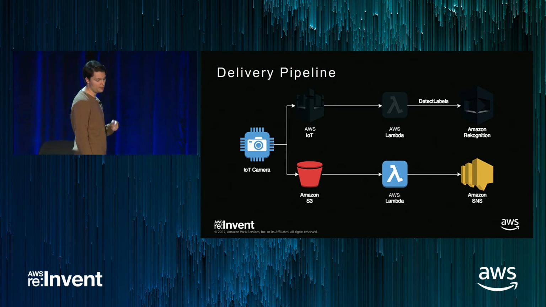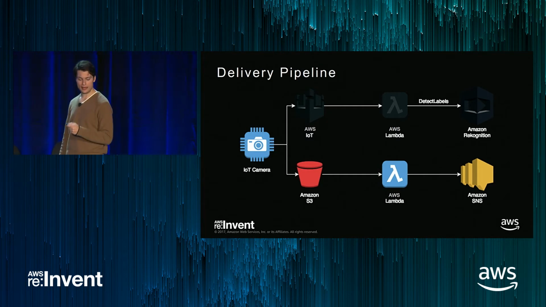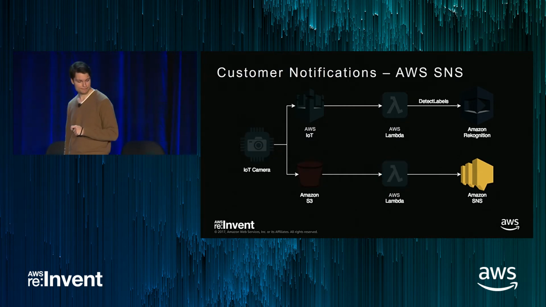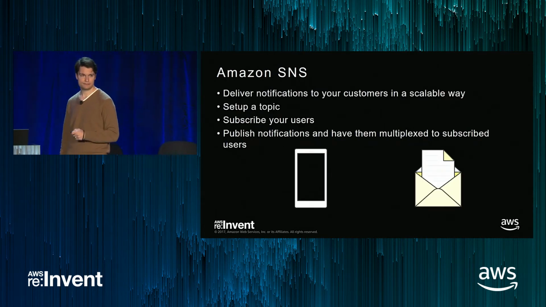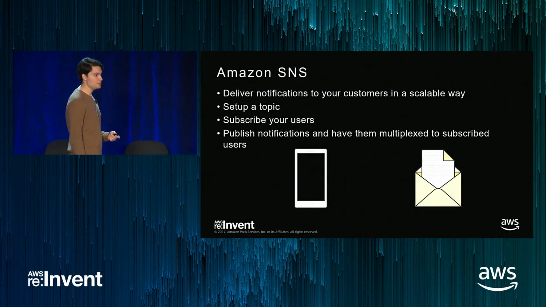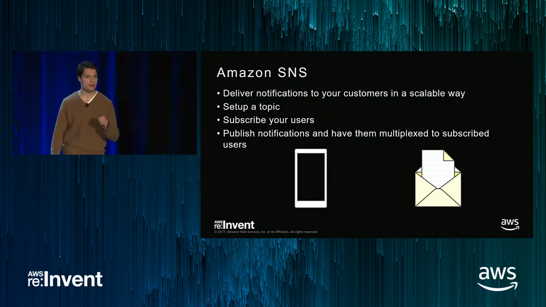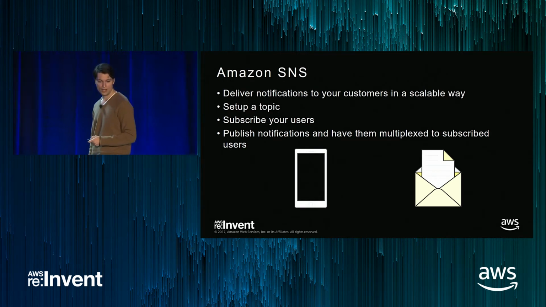So this brings us to the delivery pipeline that's composed of your IoT vision sensor, S3, Lambda, and Amazon SNS. So let's dive into Amazon SNS real quick. What is SNS? So it's a scalable way that customers can send notifications to a variety of devices or endpoints. So you can send SMS messages, email. You can send HTTP or HTTPS notifications to an endpoint.